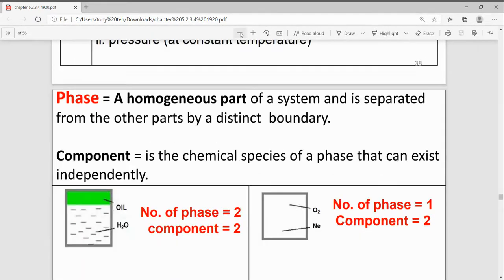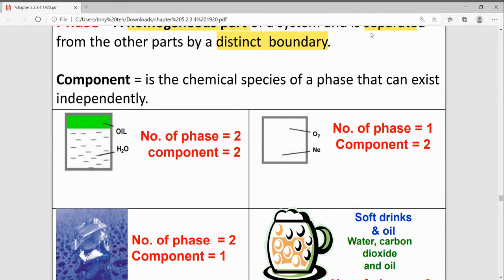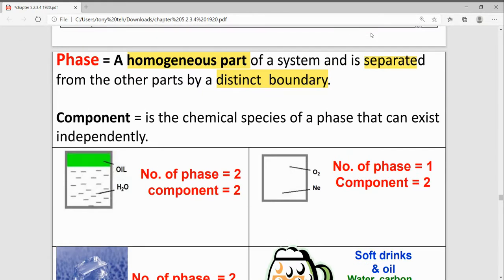Okay, now let's look at what is the meaning of phase. Phase means a homogeneous part of a system which is separated from the other parts by a distinct boundary. Then a component is the chemical species of a phase that can exist independently.